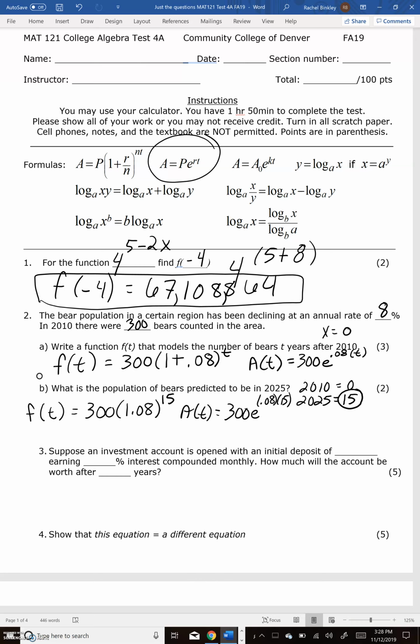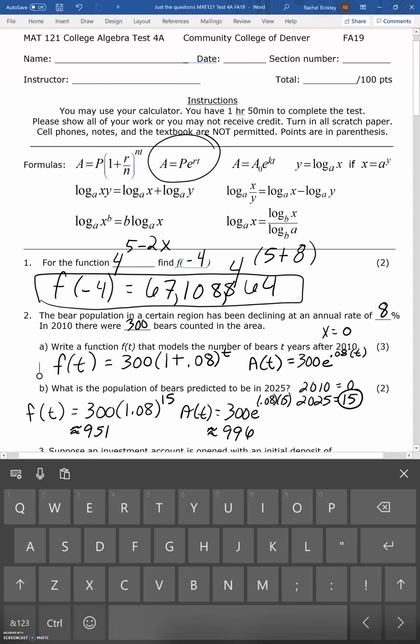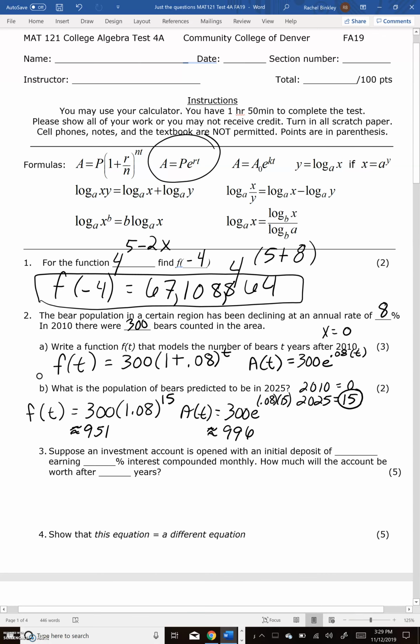Nice. Okay, so if you used the f of t function, you would get approximately 995 bears. If you use the A of t function, you would get approximately, oh, 951, sorry. 951. And this one would be approximately 996. So not too far off, but you can tell if something is being continuously compounded, you're going to get an answer that's always going to be higher than if it is not.